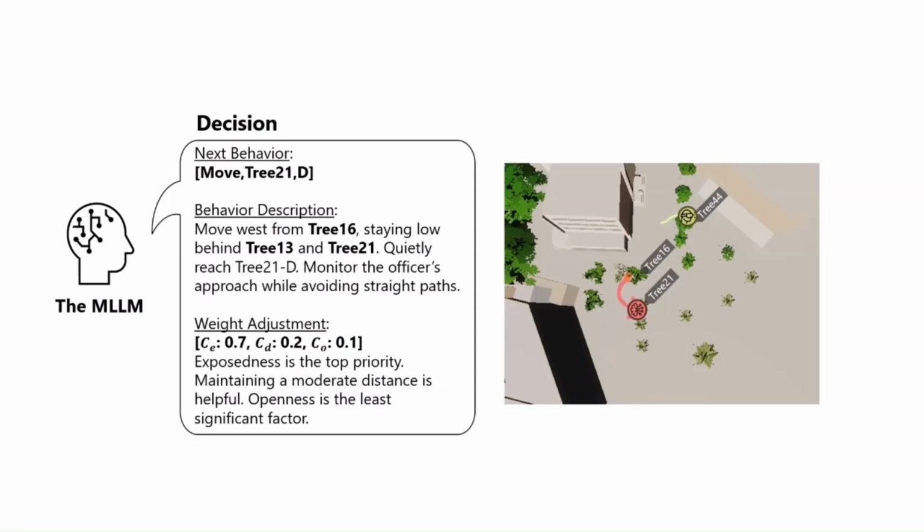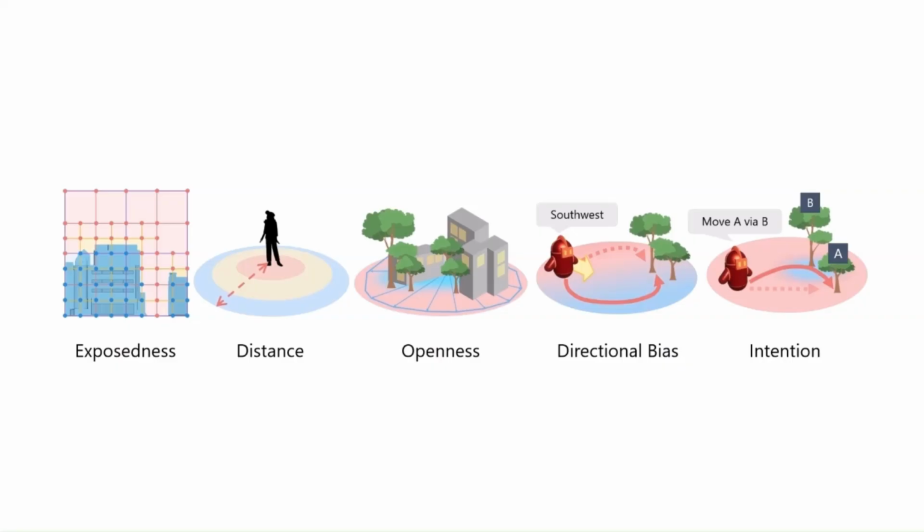exposedness, distance, and openness. Path planning is performed using path-finding optimization considering 5 cost terms to guide navigation: exposedness to avoid areas visible to the user, distance to regulate proximity based on the agent's role, openness to prefer areas with cover, plus high-level costs for directional bias and intent derived from the language model's output. These cost terms are weighted dynamically by the MLLM to align with the agent's current role and objective. The planner then computes a locally optimized path that balances these factors.